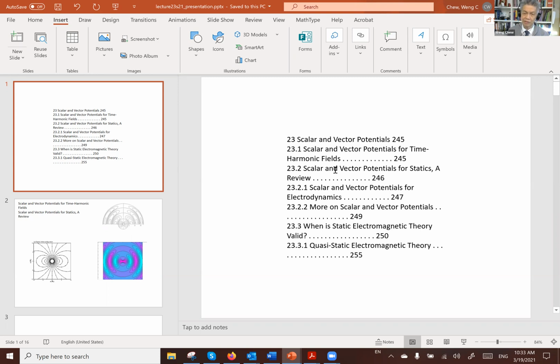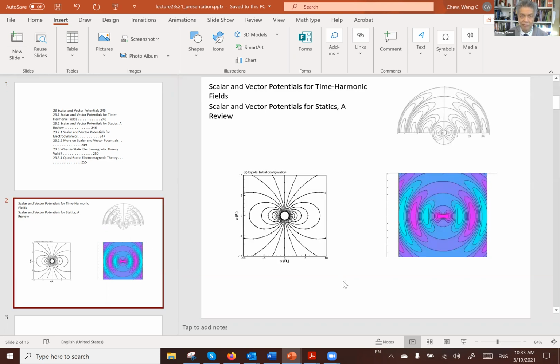Then we address the question as to when static electromagnetic theory is valid. We started out the course by studying static electromagnetic theory, and when can we use that theory? Something in between static and dynamic is called quasi-static electromagnetic theory, and we study when that is valid as well. So when the source radiates, it becomes very interesting.